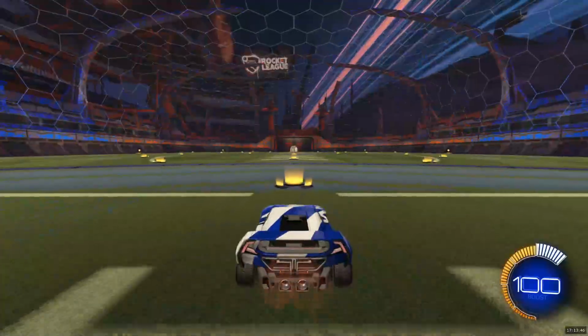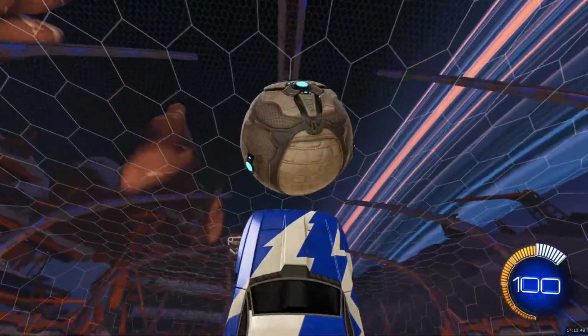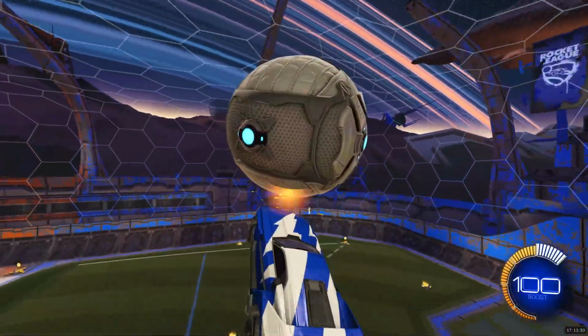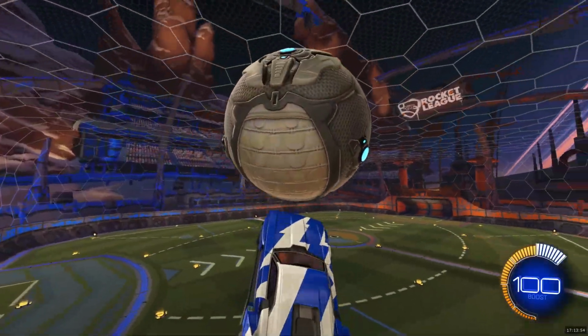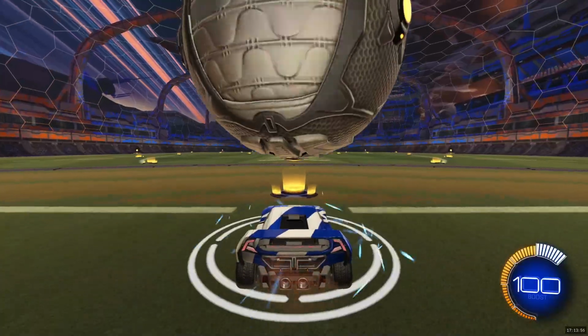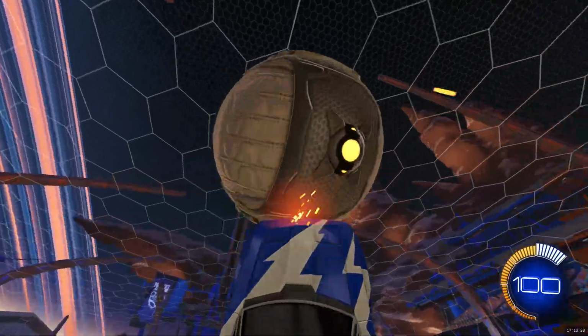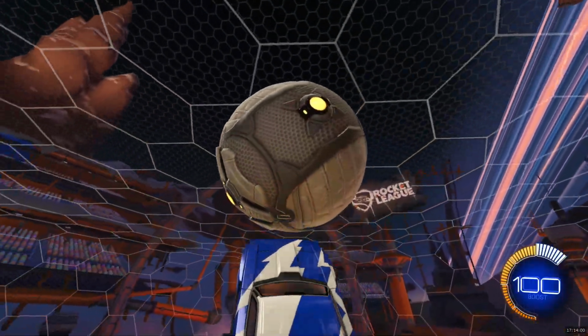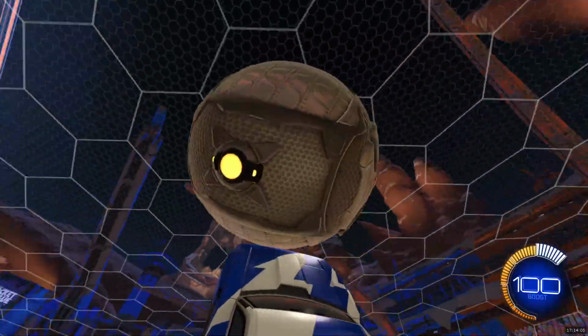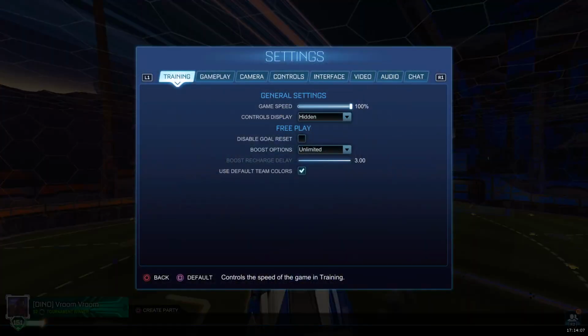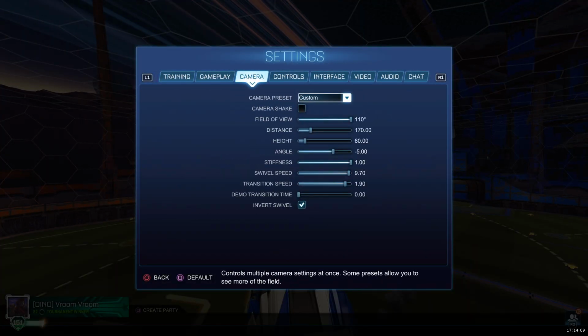You want to have 1 stiffness. And the main reason for that is the camera follows the car perfectly, especially when you go around the ball. If I go under the ball here to the other side, it's very smooth, follows me exactly. I know exactly when I'm on the other side of the ball. I know exactly where I am compared to the ball. That's the important part.